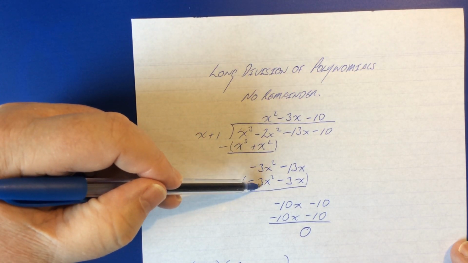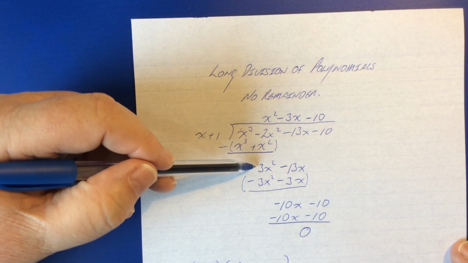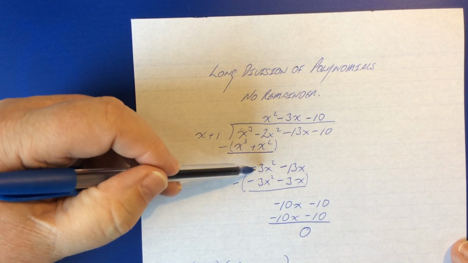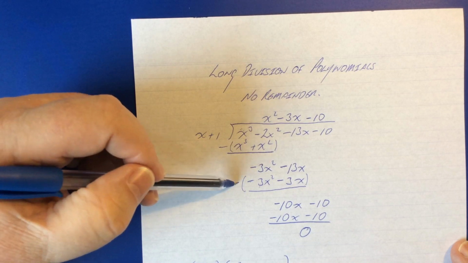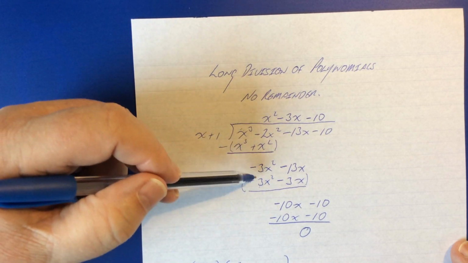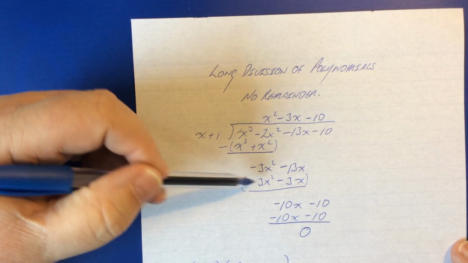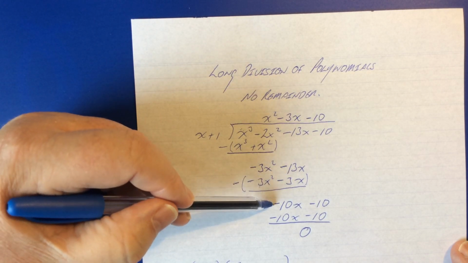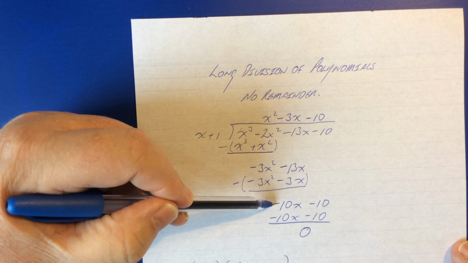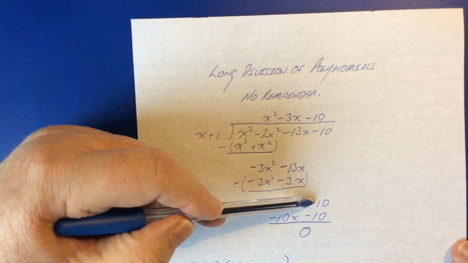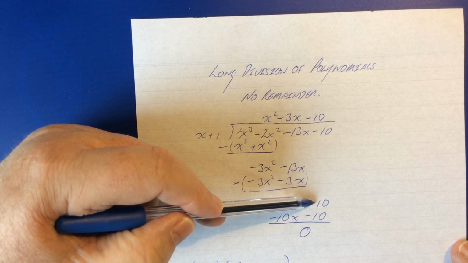This disappears because it's negative, so it's essentially negative 3x squared plus 3x squared. I get nothing from that. Negative 13x minus negative 3x gives me negative 10x. And I bring down this next value here, negative 10.